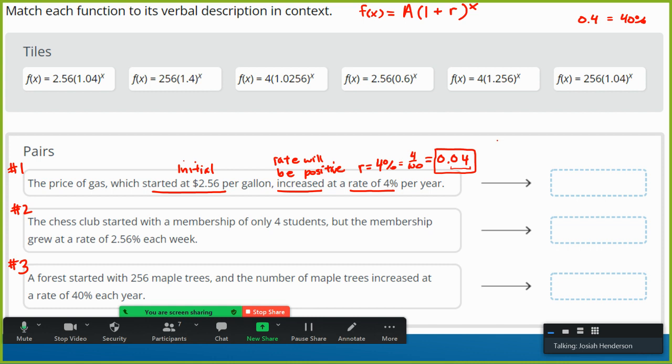So now we need to put it all together in the formula. F of x is equal to 2.56. That's my initial amount. Now, remember the formula is 1 plus r. So I'm going to do that work on the side. 1 plus r, that's 1 plus 0.04. So 1.04. So that's what we should see in the parentheses. And then it's to the x power.